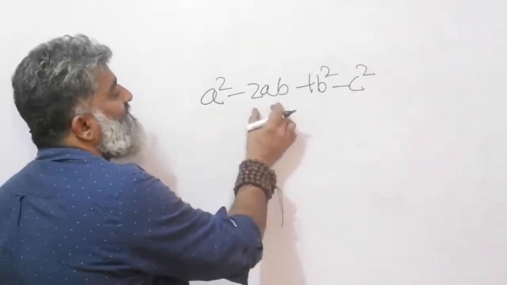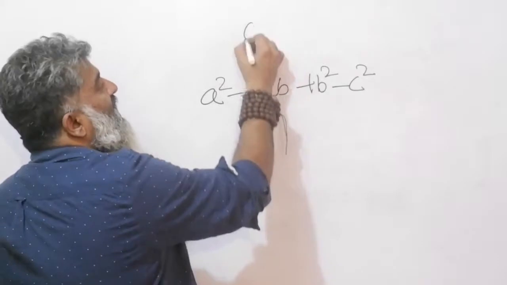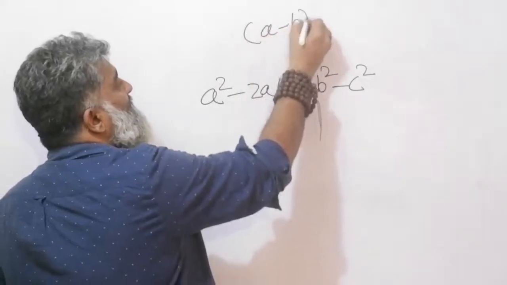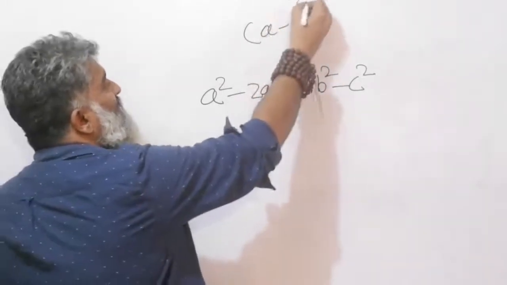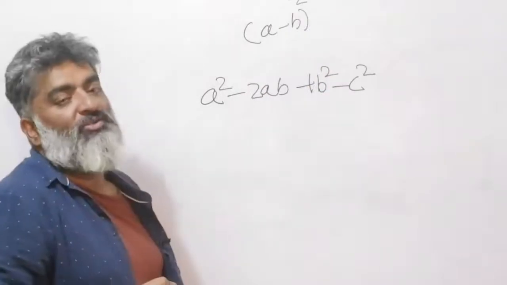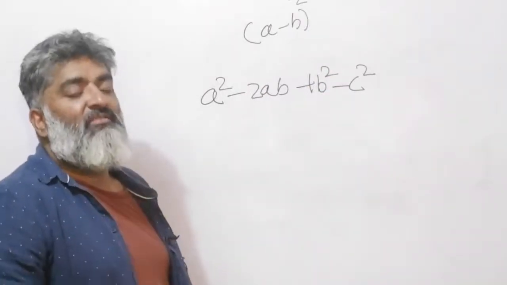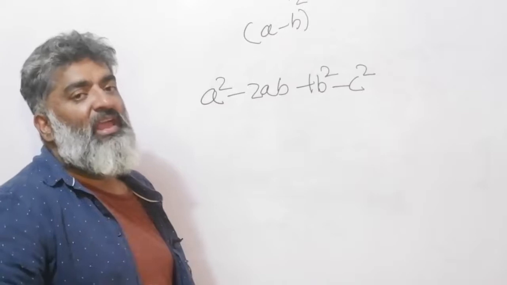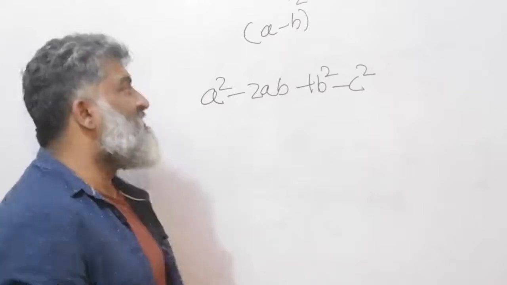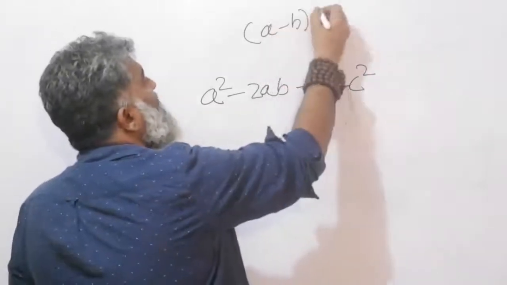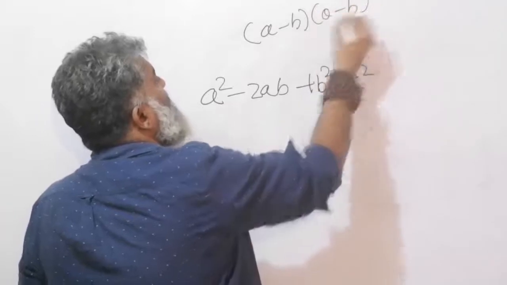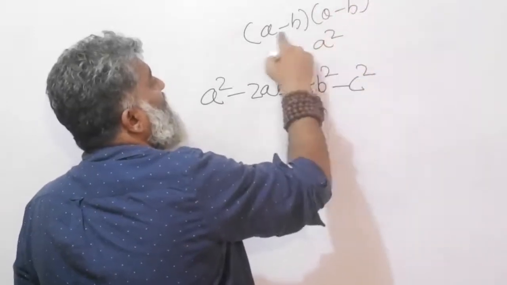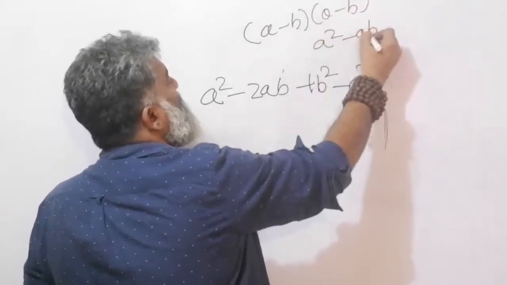A square minus 2ab plus b square. Again, if you're not familiar with this identity, good time to explore it. A minus b whole square. Memory is great. Working out manually or multiplying it and then finding the result is even better. So a minus b into a minus b. A into a gives you an a square. A into minus b gives you a minus ab.